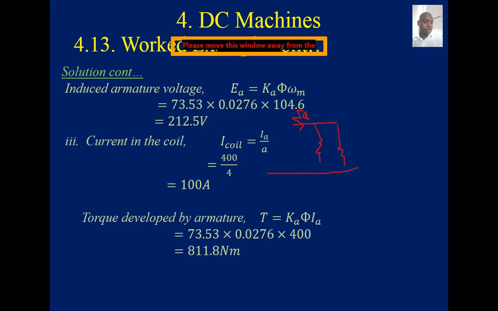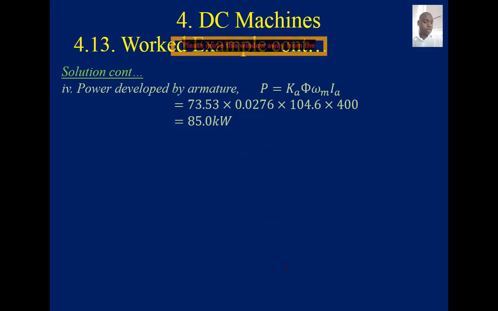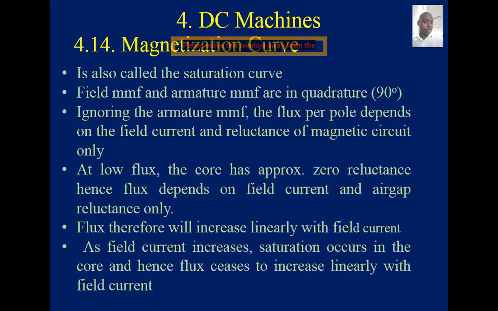So the current in each coil will be equal to the total current divided by the number of parallel paths, assuming that the coils are uniform. They have the same parameters, and you get 100 amps. Then torque developed by the armature now becomes equal to Ka φ Ia, and you get 811.8 Newton meters as the torque developed. Then the power developed by the armature P is equal to Ka φ omega m Ia. That's torque times speed, and you get 85.0 kilowatts as the power developed by the armature.